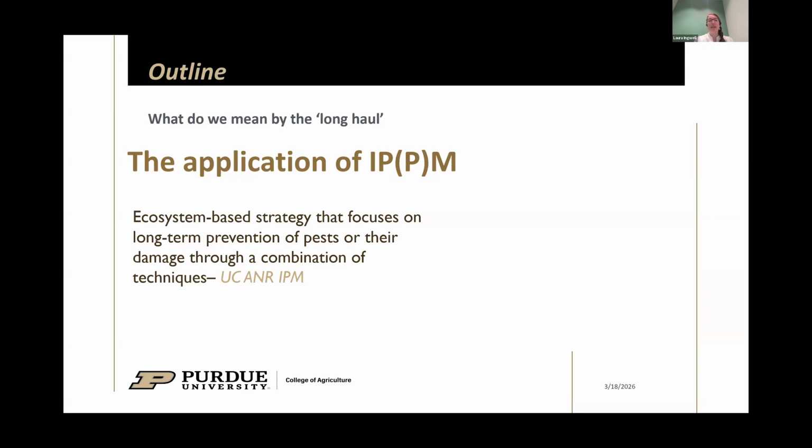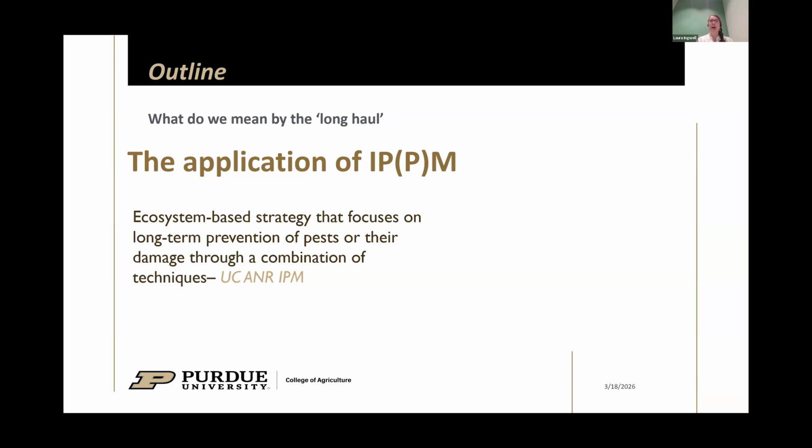And this is where I mean, how do we think about managing insects in the context of integrated pest management? Or I have here IPP, which is a term that some people have embraced to highlight the importance of pollinators in our pest management decisions, especially when we're talking about flowering crops that rely on insect pollination, right? So in the context of integrated pest and pollinator management, this is a long-term strategy. So that's what I mean by the long haul here.